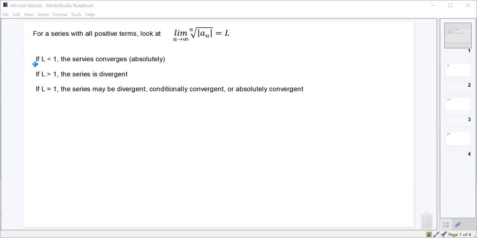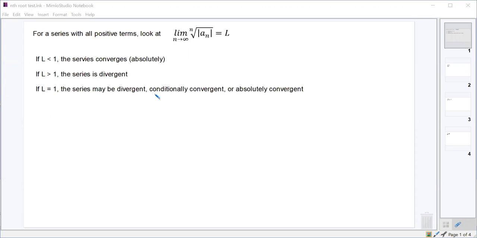We're not going to go and do the proof of this. If you want to find the proof, I'm sure you can do a search online and find it. It's not super complicated. So that's the basic idea of the nth root test. We're just going to do a couple problems using it.